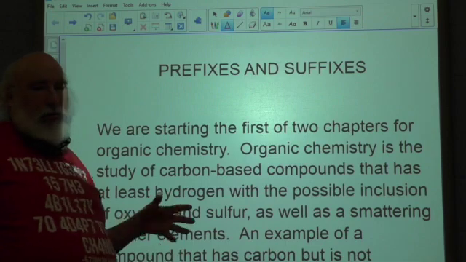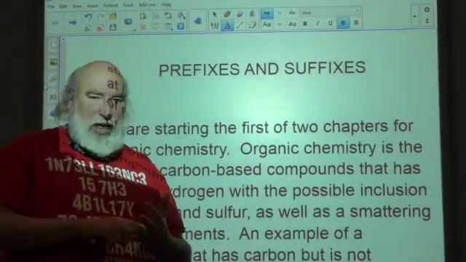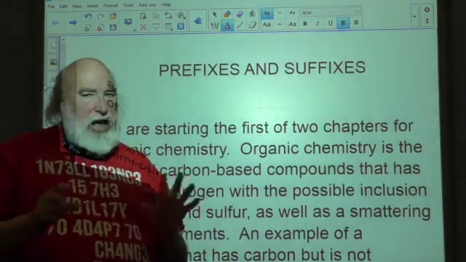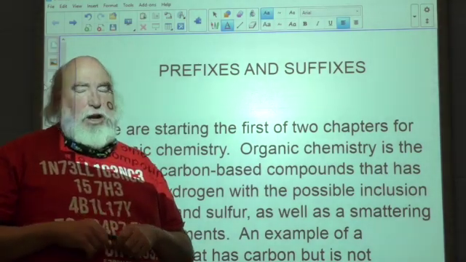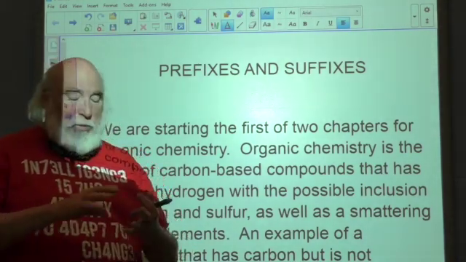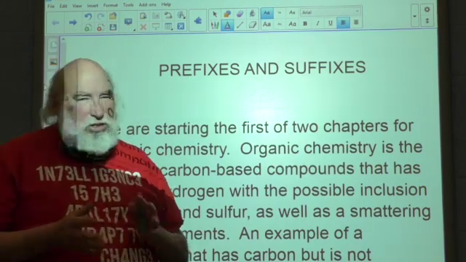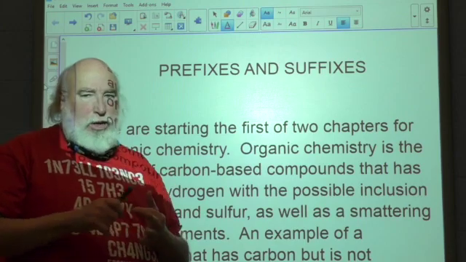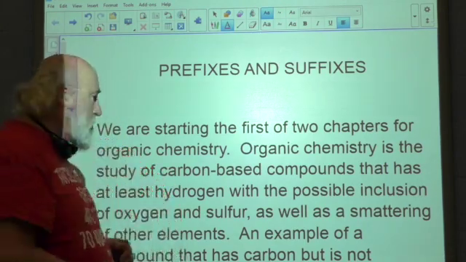Definition of organic chemistry is that it is a carbon-based compound system, but it must have hydrogen as well. If it has carbon and not hydrogen, it is not considered to be organic. It has to have carbon and hydrogen. Now there are other elements involved, particularly oxygen, sometimes nitrogen, a little bit of sulfur, but for the most part, carbon, hydrogen, and a fair portion of time oxygen.